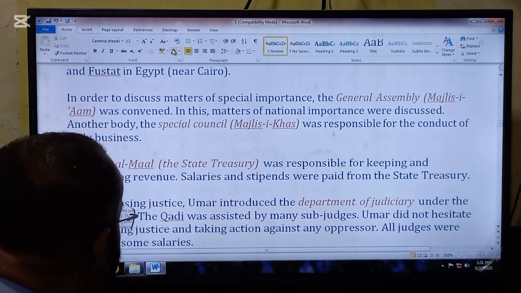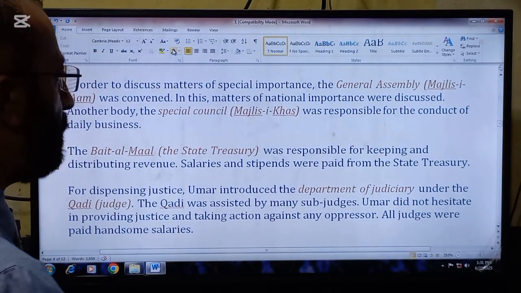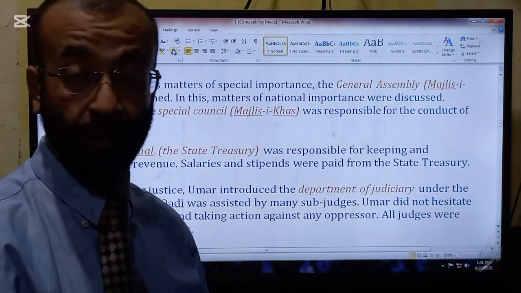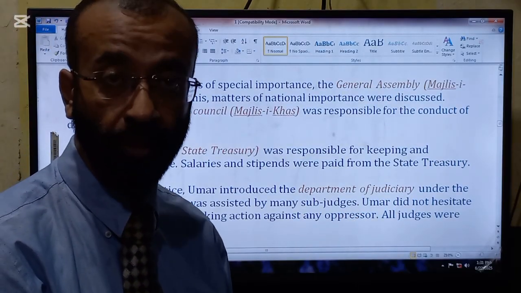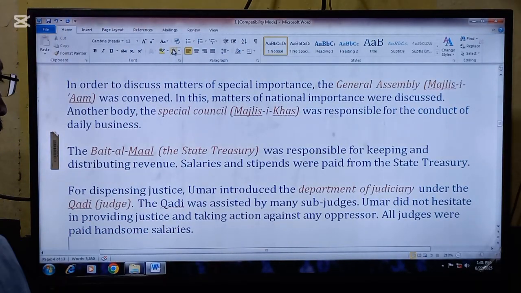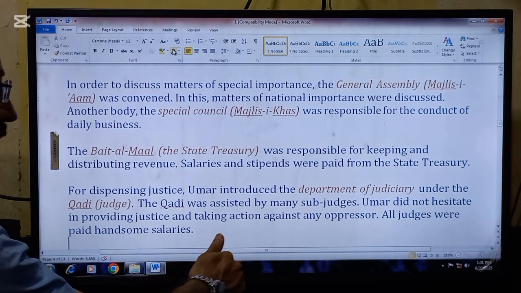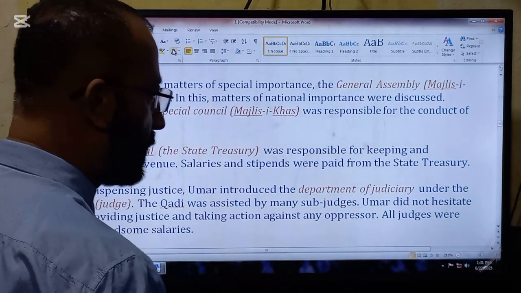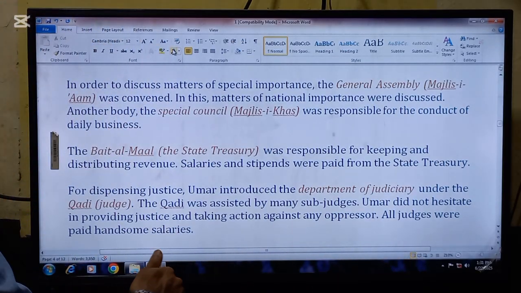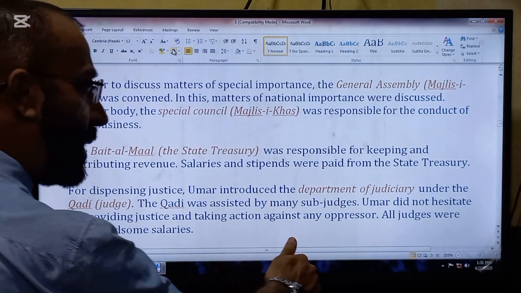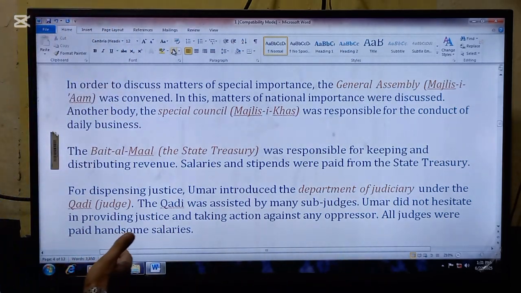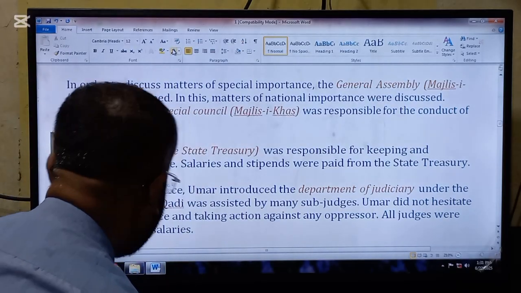For dispensing justice, Umar introduced the Department of Judiciary. So this was another new institute which was introduced by Hazrat Umar Raziyallahu Anhu for justice. The Qazi was assisted by many sub-judges. Umar did not hesitate in providing justice and taking action against any oppressor. All judges were paid handsome salaries.